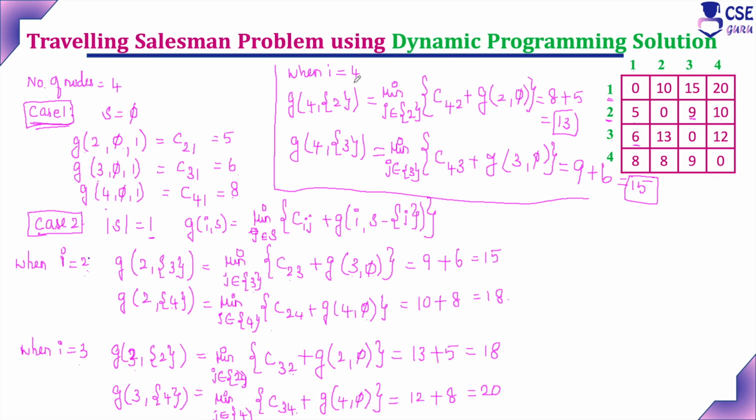Similarly, if the current city you are choosing to be visited is 4, the next choice may be 2 or 3. In that case, this is the cost. Okay, this is case 2. And next we will move on to case 3.